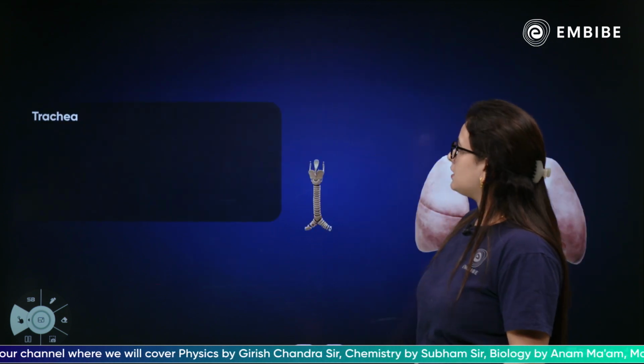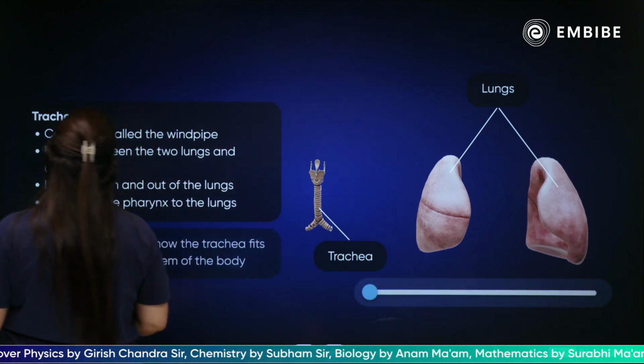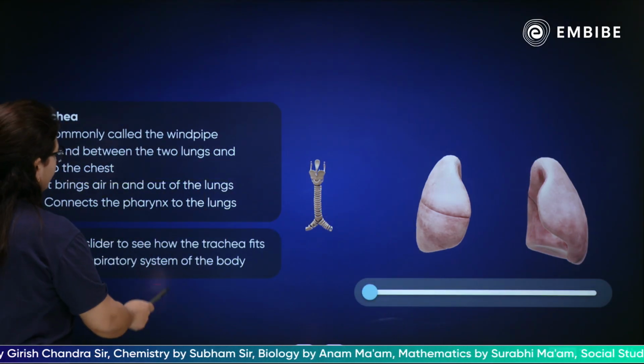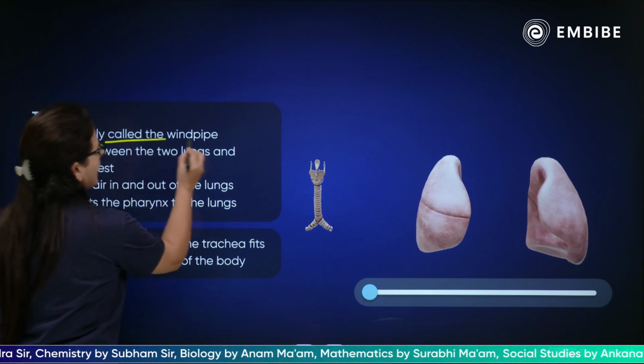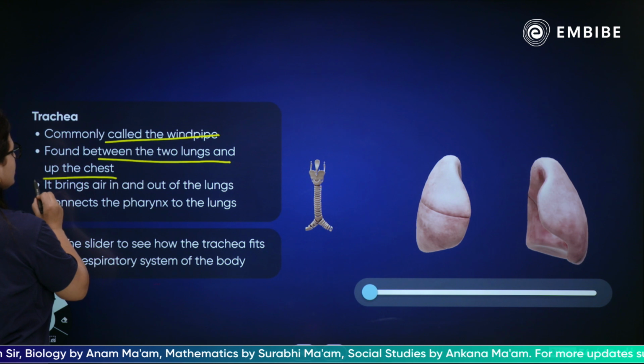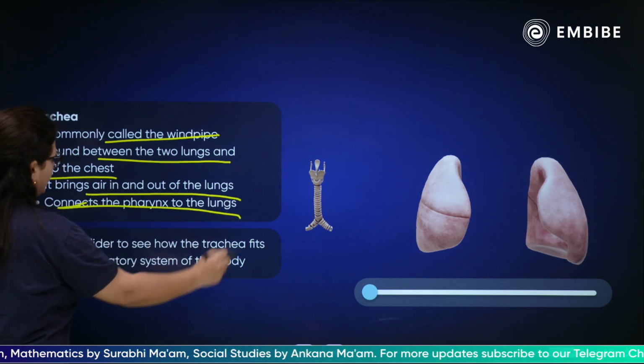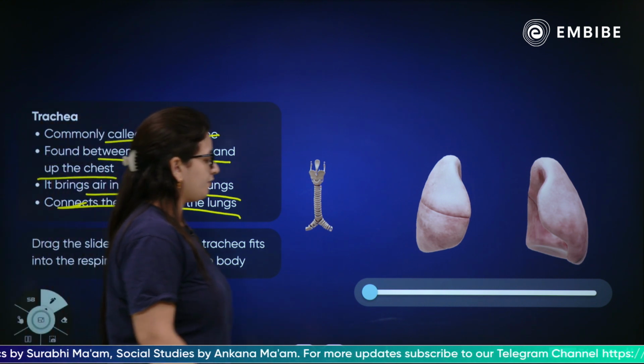Next, we have another part of the respiratory system, which is the trachea. It is commonly called the windpipe. It is found between the two lungs, in the chest. It brings air in and out of the lungs and connects the pharynx to the lungs. So, your trachea is called the windpipe.